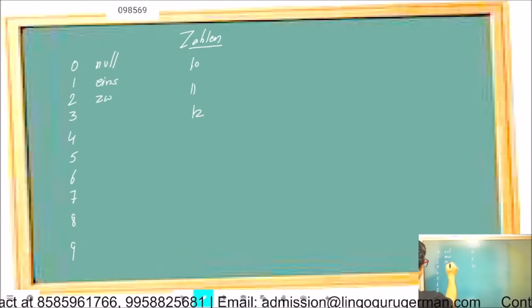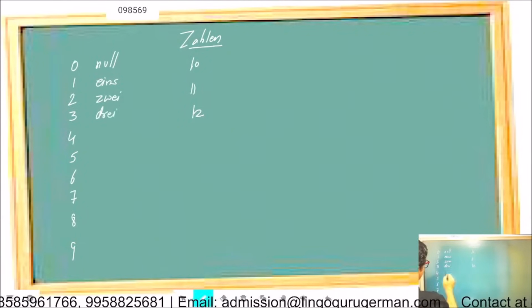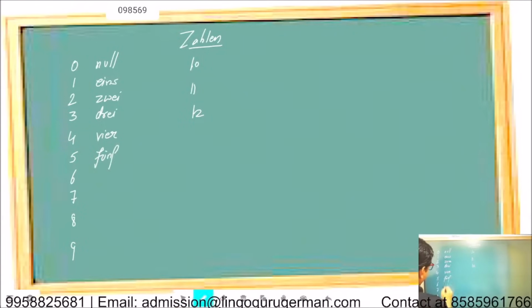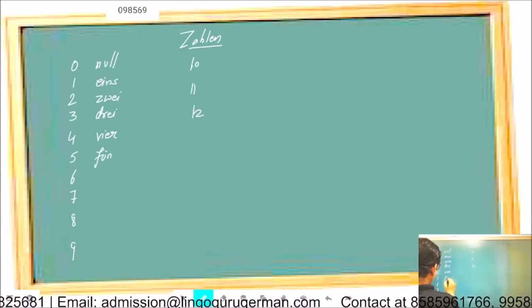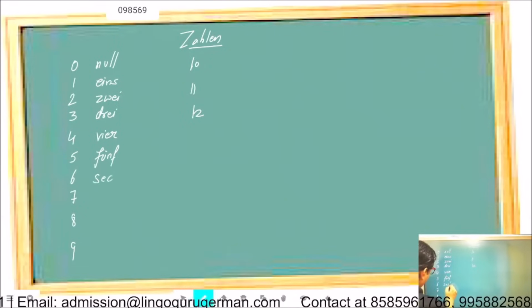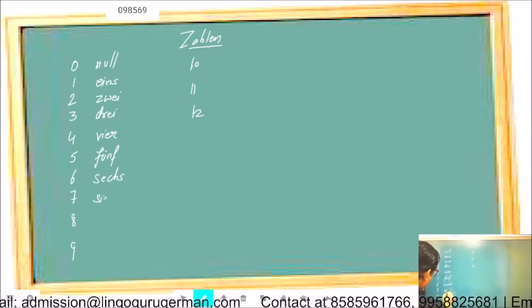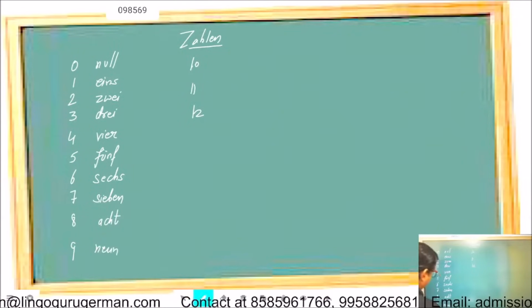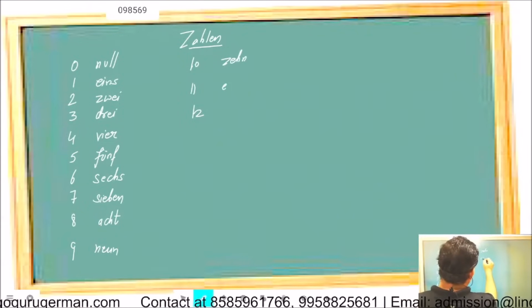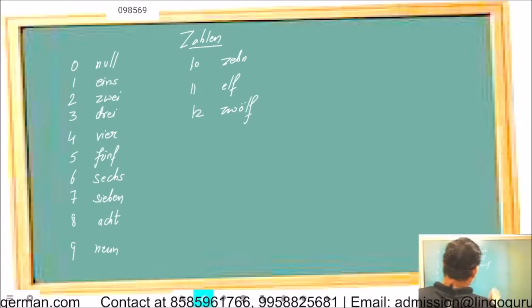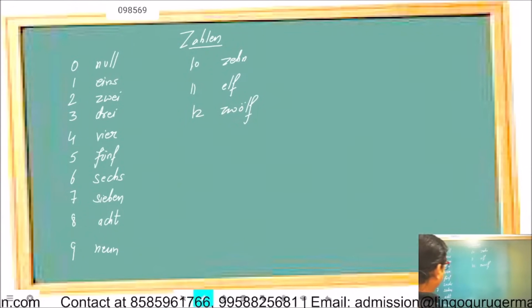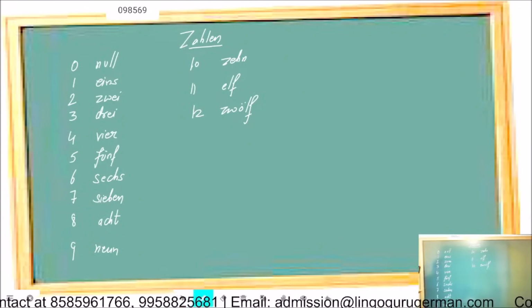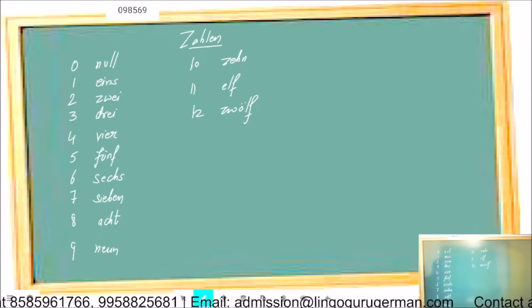eins, zwei, drei, vier, fünf. This is fünf, sechs, sieben, acht, neun, zehn, elf, zwölf. These are the numbers which we have to learn. So you can practice with me right now. Null, eins, zwei, drei, vier, fünf, sechs, sieben, acht, neun, zehn, elf, zwölf.